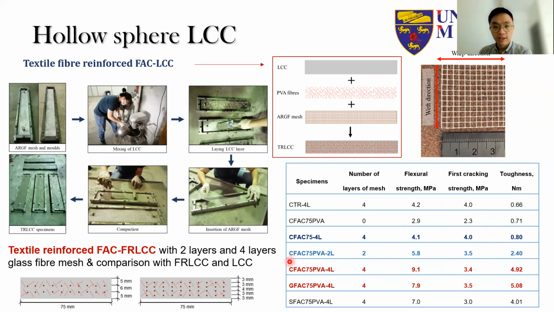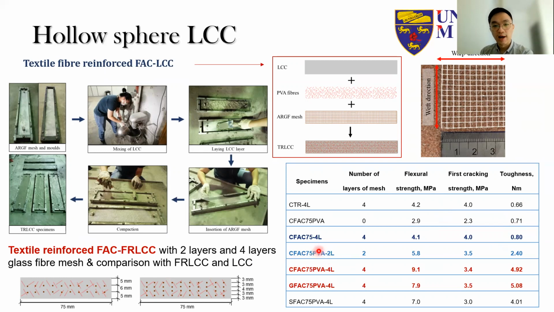And if we further look at this row of results highlighted in light blue, this is a fly ash cenosphere with the 1% PVA fibers, but with only 2 layers of glass fiber mesh.